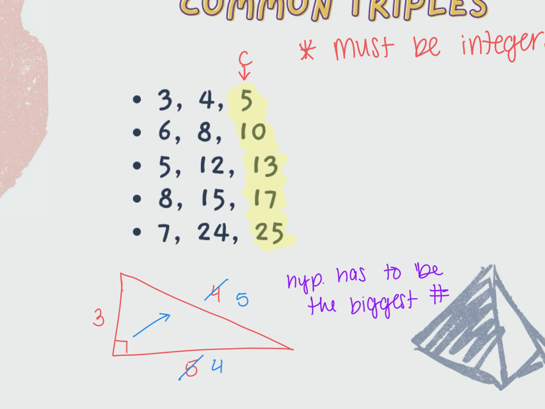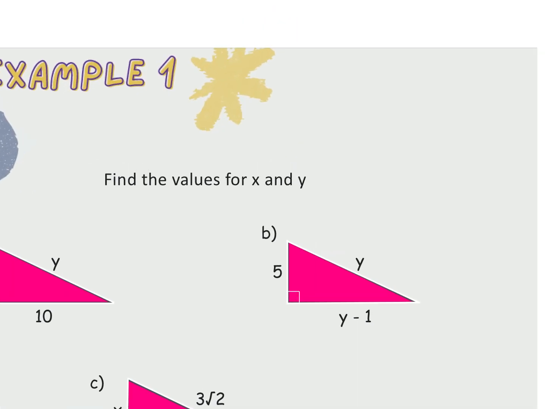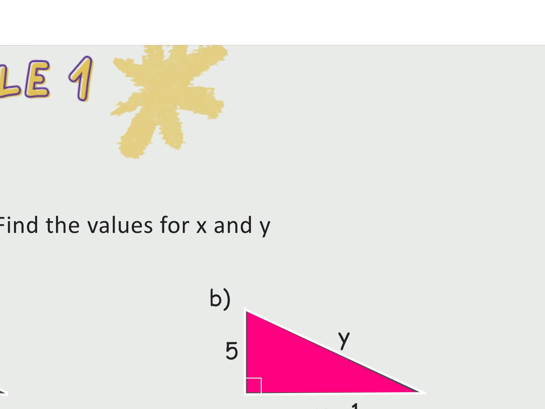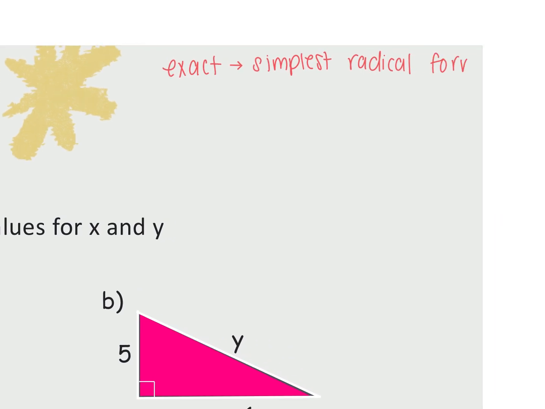Okay, it has to be the biggest number. All right, before we start doing these examples, a couple things you have to know for big ideas is how you're writing your answer. If it's telling you give an exact answer, it has to be in simplest radical form. And then if it's asking you to round, most of the time it will be asking you to round to the 10th place. Okay, unless it's telling you otherwise. Rounding is rounding to the 10th place. Again, exact is in simplest radical form. If you cannot simplify it, leave it.